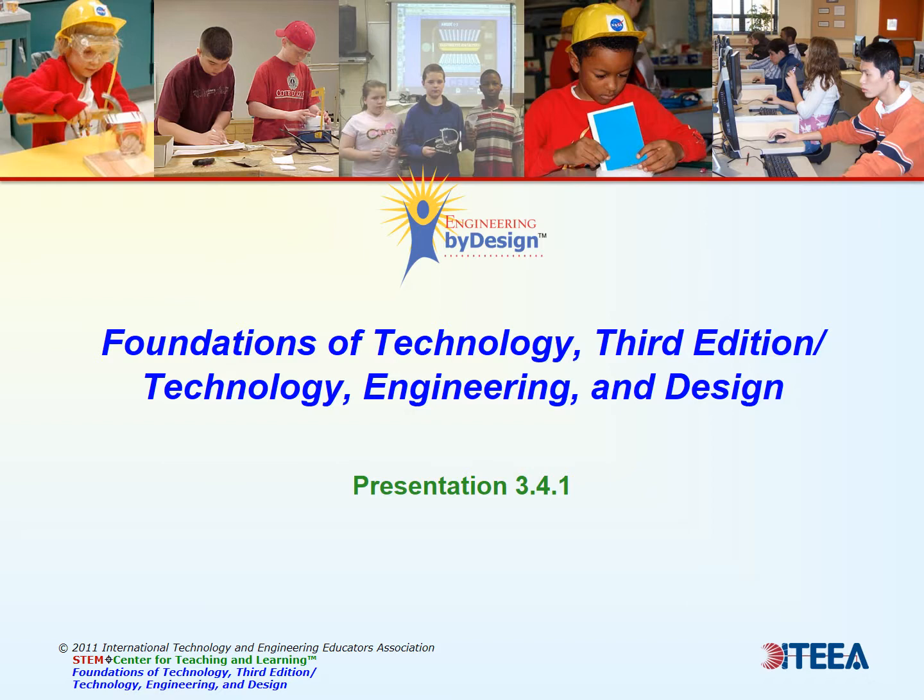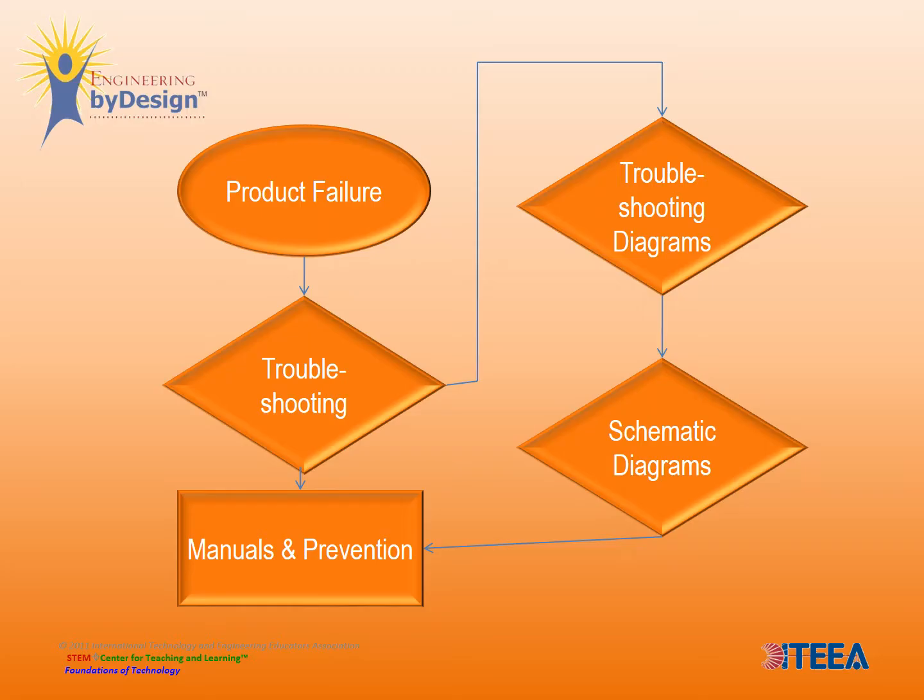We're going to look at in our TED class today product failure. If you look at a product failure, you want to troubleshoot and see what happened. You may go in one direction and say we want to see what the troubleshooting diagram should be. Another direction, we want to look at manuals and prevention methods from causing a product failure. We'll look at schematic diagrams no matter which way we go.